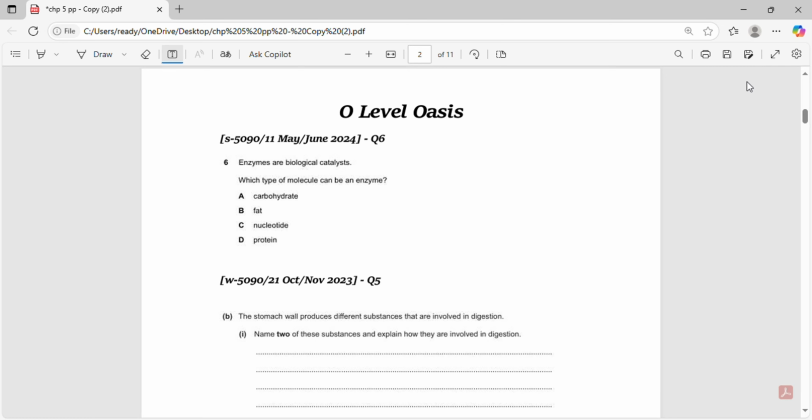Next, coming on to paper 1 questions, we have a multiple choice question that says, enzymes are biological catalysts. Now, the question is asking, which type of molecule can be an enzyme? The correct answer here is option D, which is proteins, because we know that enzymes are biological catalysts made up of proteins.